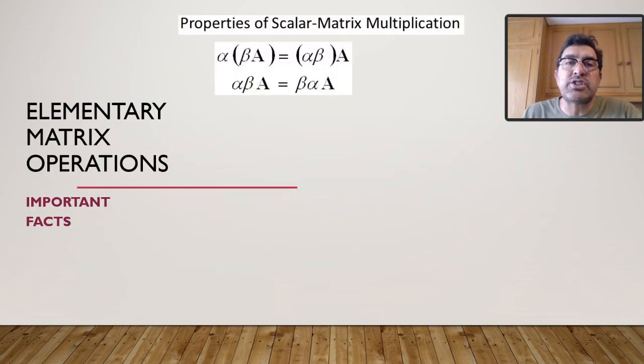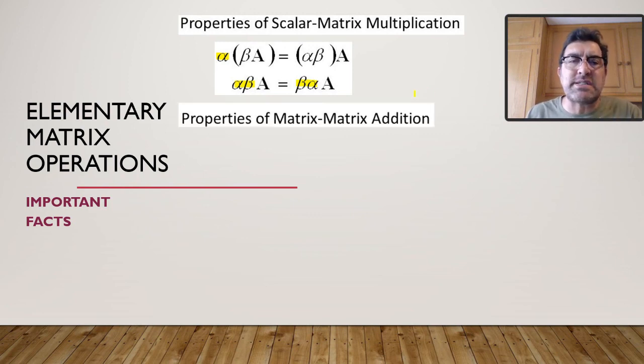So let's finish this presentation by looking at important facts. The properties of scalar matrix multiplication: if you multiply with a scalar, it's like algebra. (A times B) multiplied by C is the same as A multiplied by (B times C). Alpha beta, the scalar product, multiplied by the matrix A is the same as beta alpha multiplied by the matrix A. Well, 2 times 3, 3 times 2, same thing, so it's almost common sense there.